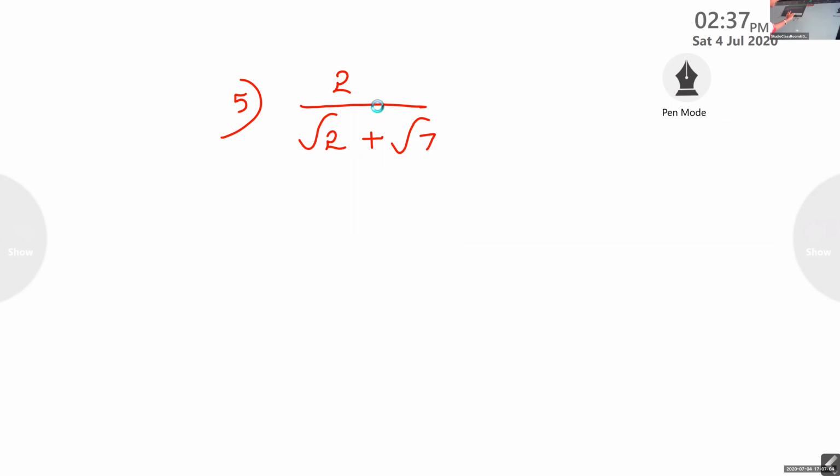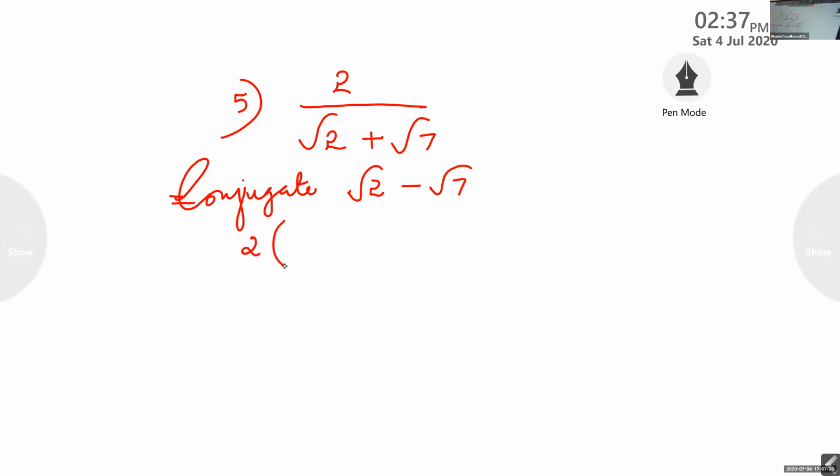Yes, children, did you finish it? Okay, will you explain the steps? Tell me, what is the conjugate here? Root 2 minus root 7. Now, how will you multiply?